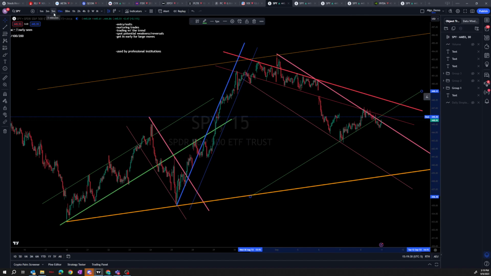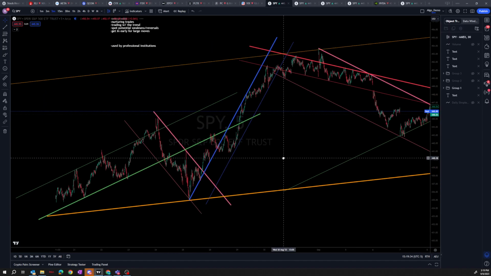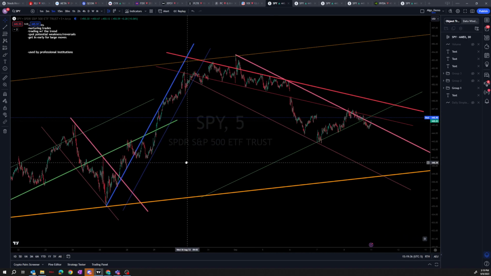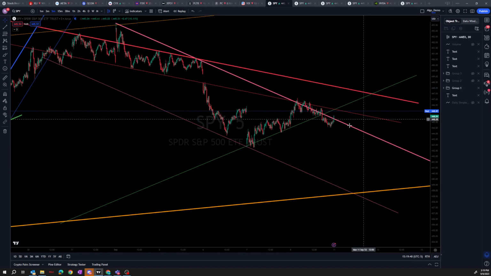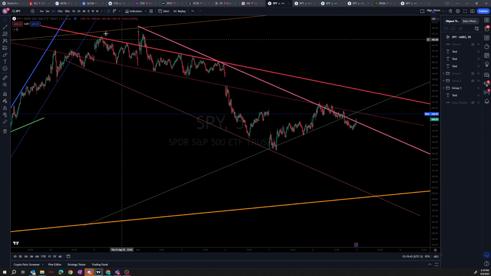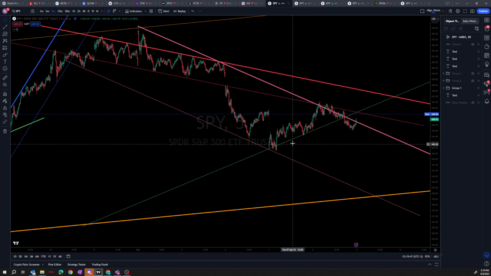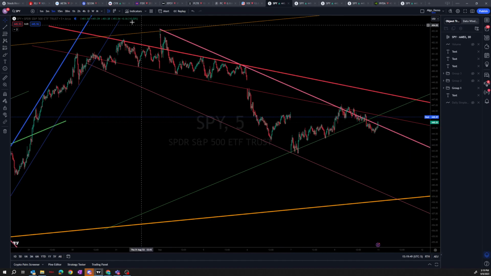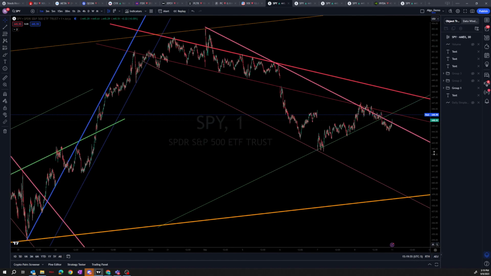So I'm going to move this down to the 5-minute and see if there's anything else that we could catch. So yeah, on the 5-minute, look at how it wicks off of this green line. So this green line looks like this was potentially one of our algos. And I'm just going to move it down to the 1-minute and see what else.